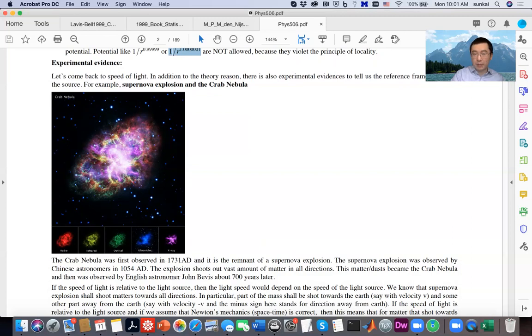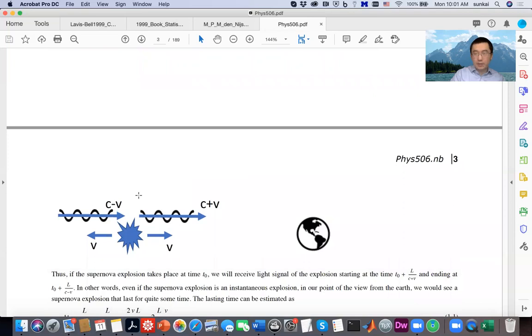Okay, because this comes from a supernova explosion, let me draw a cartoon picture here. Let's assume there is a supernova explosion here and it shoots dust around in all different directions. And this is our Earth, by the way. Let me focus on the dust shot towards Earth and also the dust shot away from Earth, because dust is shooting all over in all different directions. There is also dust shooting in a perpendicular direction. Those are similar, so let me focus on these two directions at this moment, okay?